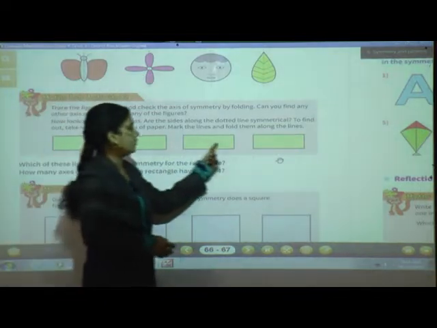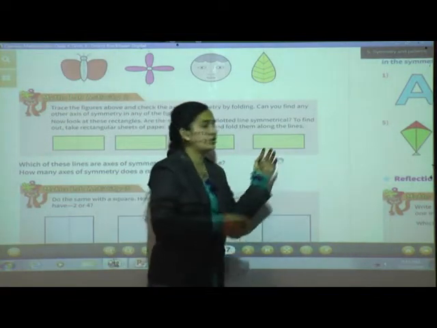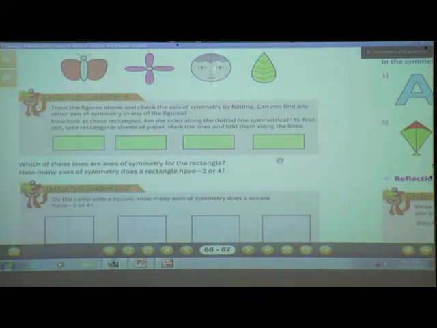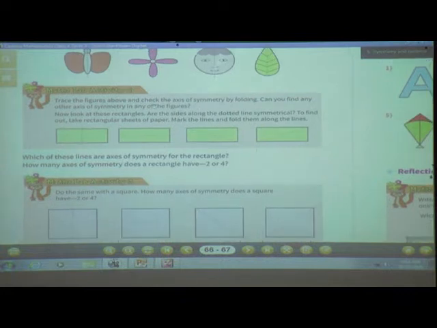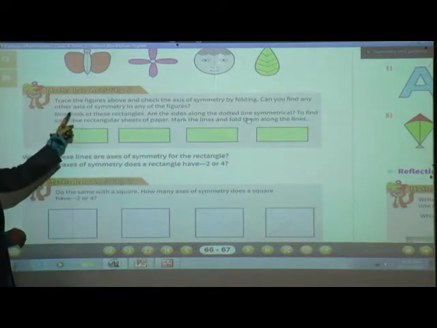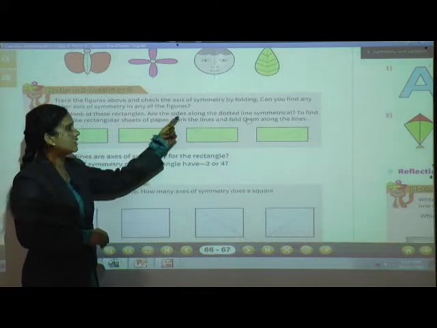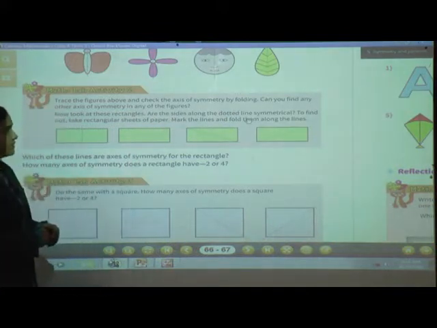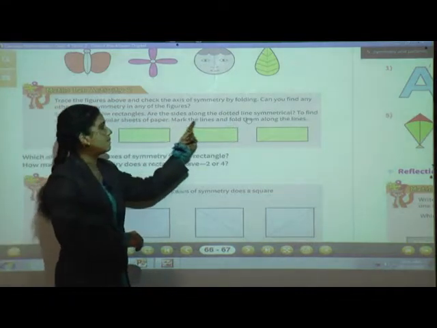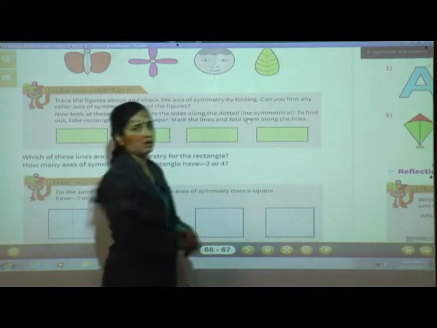But in diagonal line, they do not cut the rectangle into two equal parts. Now students, here is what they said: trace the figure above, check the axis of symmetry by folding. Can we find other axis of symmetry in any of the figures? Now look at these rectangles. Are the sides along the dotted line symmetrical? To find out, take rectangular sheets of paper, mark the lines and fold them along the lines.